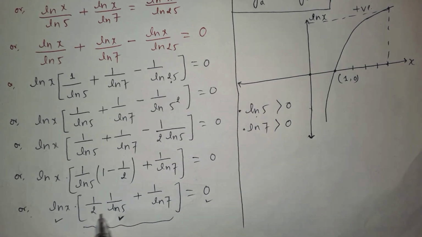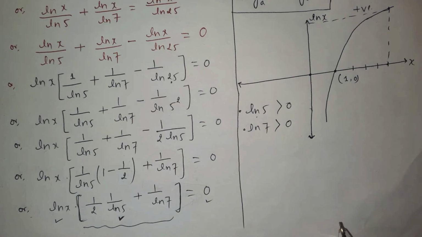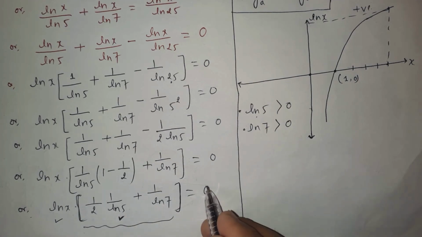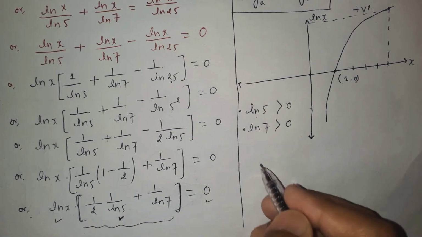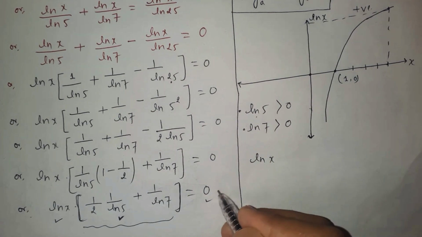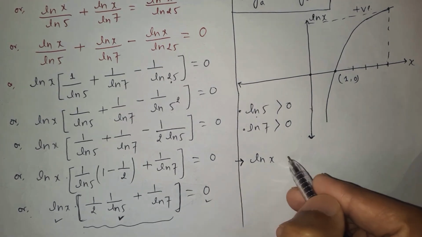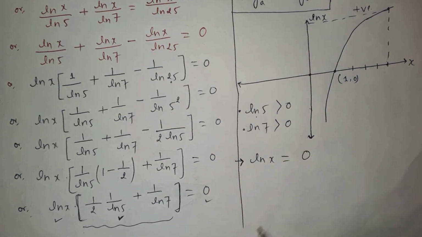So here the product of the two factors is 0. For this, one factor should be 0, or both of the factors should be 0. But here this factor inside the bracket cannot be equal to 0. So for the result to be 0, the first factor should be 0. From these equations we can write that ln of x should be equal to 0.